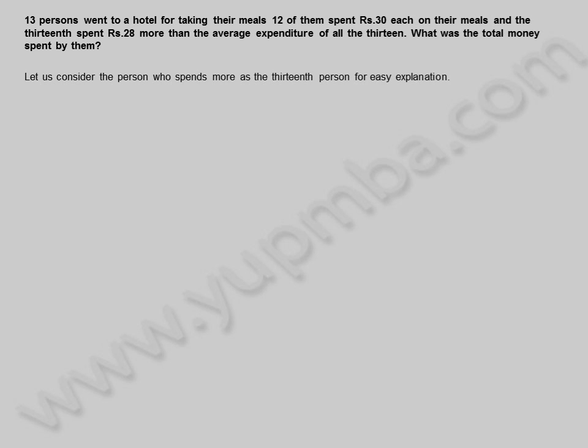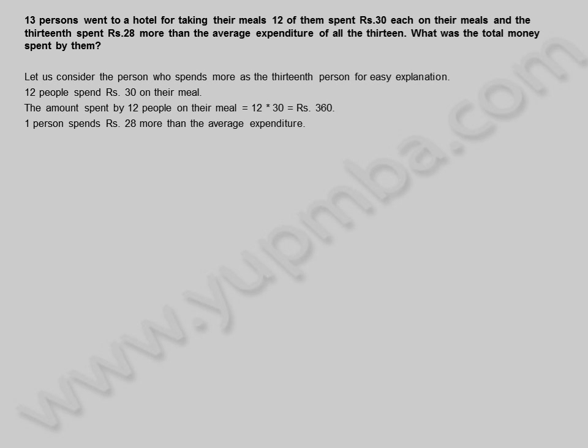Let us consider the person who spends more as the 13th person for easy explanation. 12 people spend 30 rupees on their meal. The amount spent by 12 people on their meal is equal to 12 into 30 is equal to 360 rupees. One person spends 28 rupees more than the average expenditure.